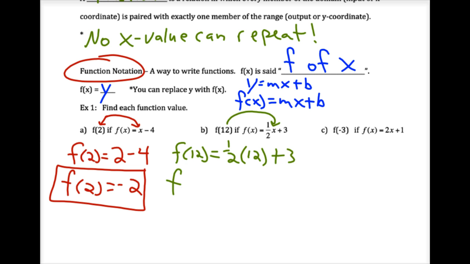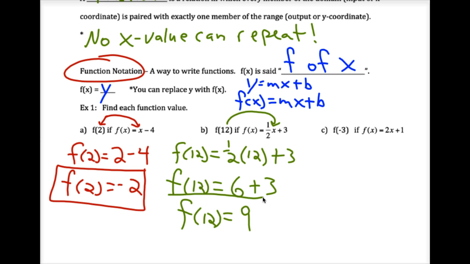Raise your hand if you know what a half times 12 is. Without a calculator. Maeve, how much is it? 6. Half of 12 is 6. Maeve, add 3 to that number. 9. Guys, f of 12 equals 9. Fancy.